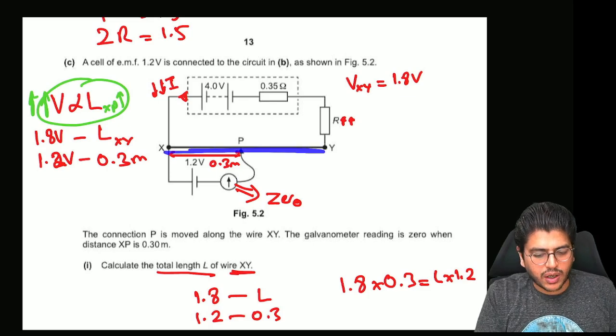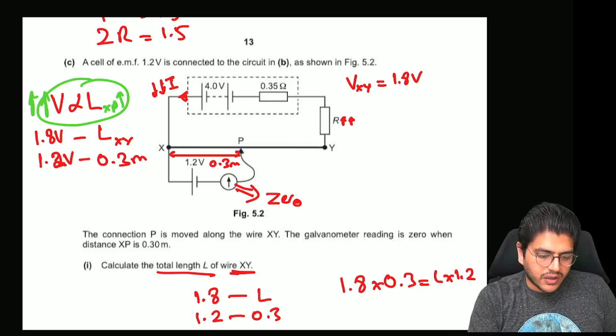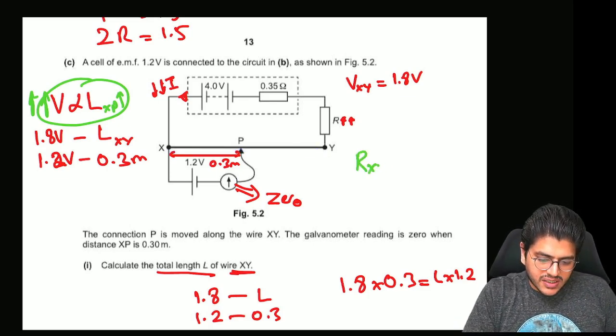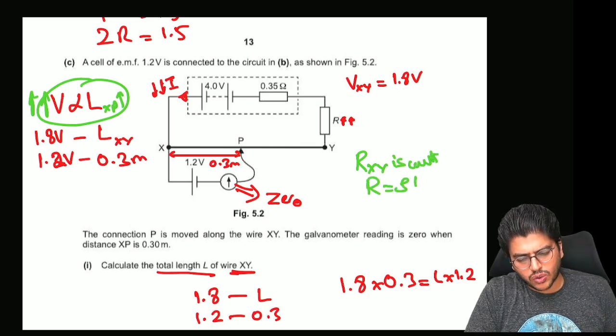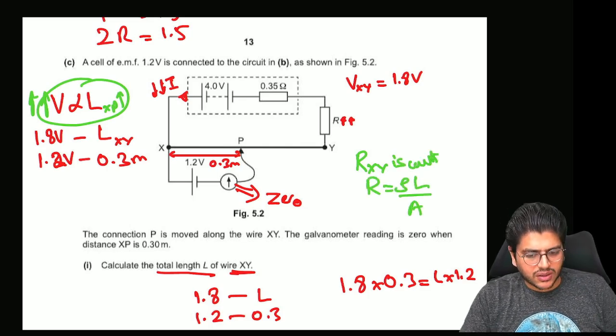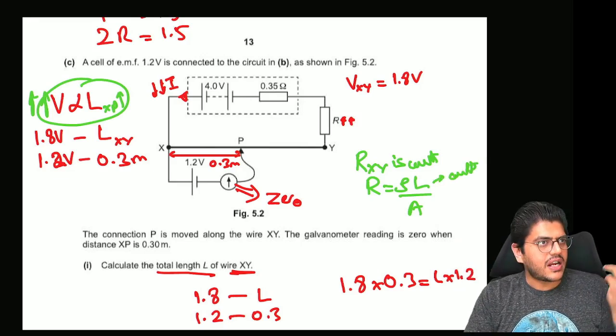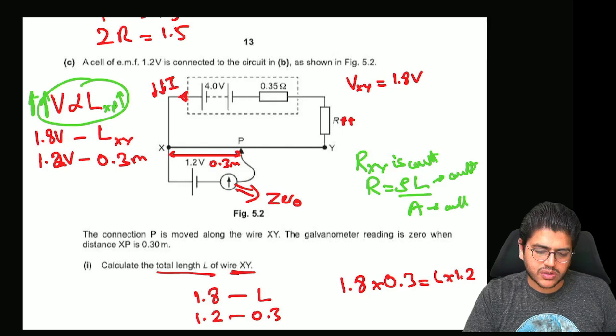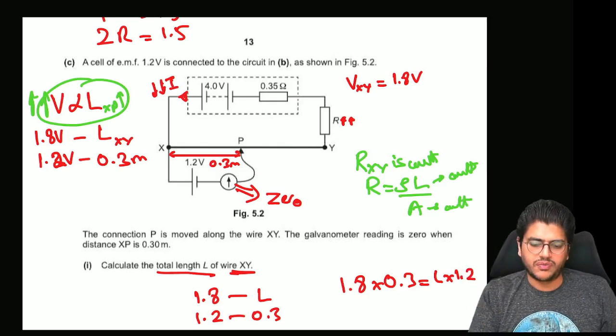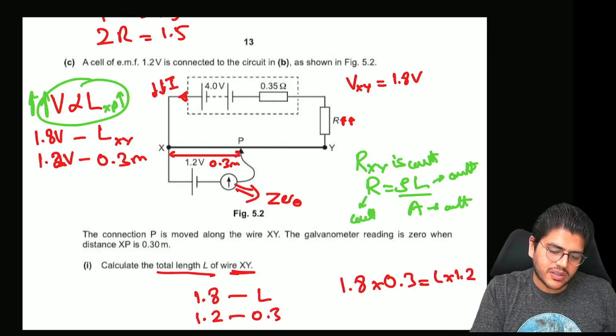Hence, voltage XY dropped. Why did voltage XY drop? Because resistance XY is constant. That is not changing. How do I know it's constant? R is rho L over A. Have they changed the length of XY? No, the length is constant. Have they changed the area of XY? No, the area is constant. Have they changed the wire? No. So hence the resistance of XY is constant.